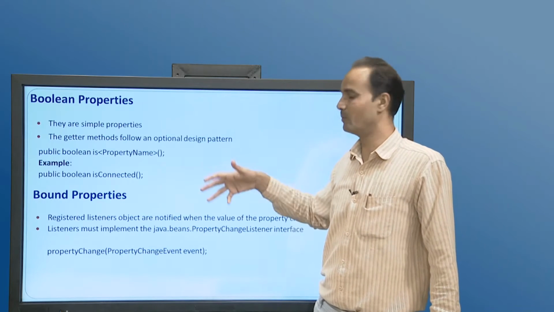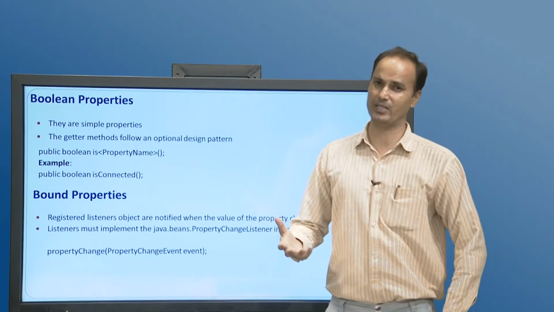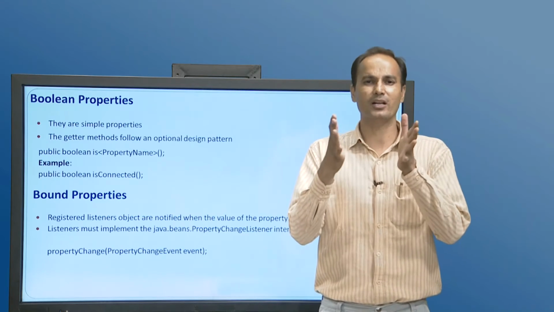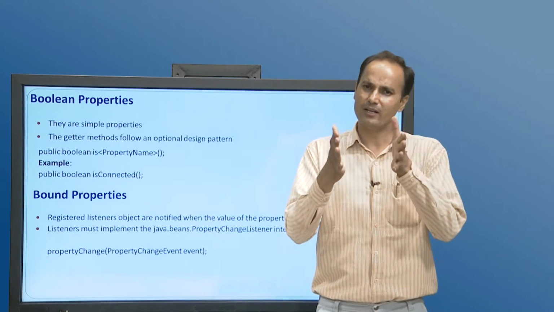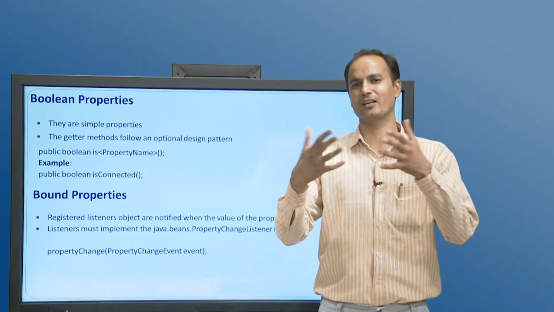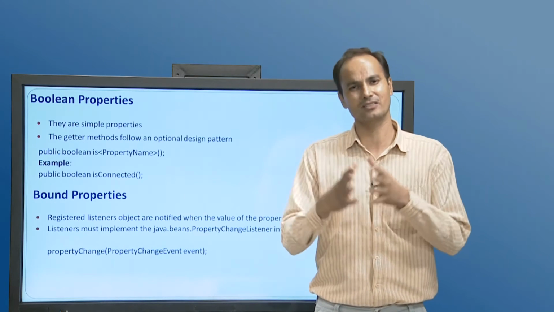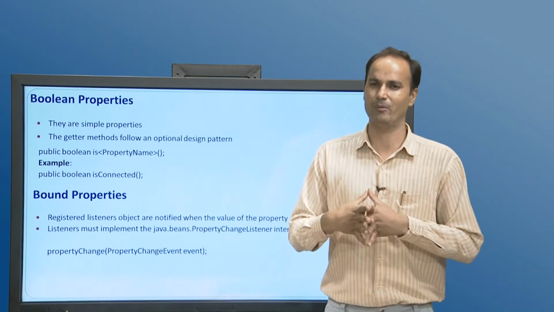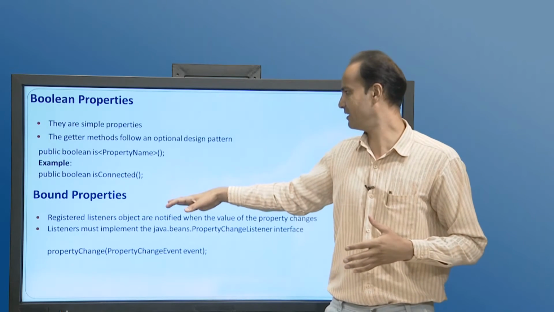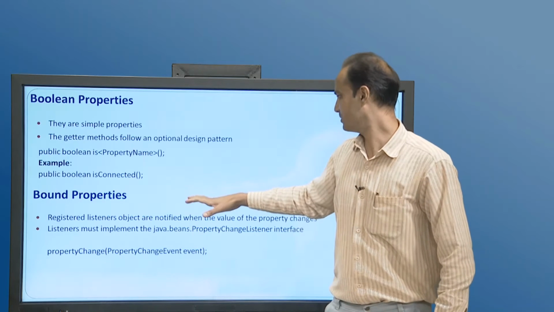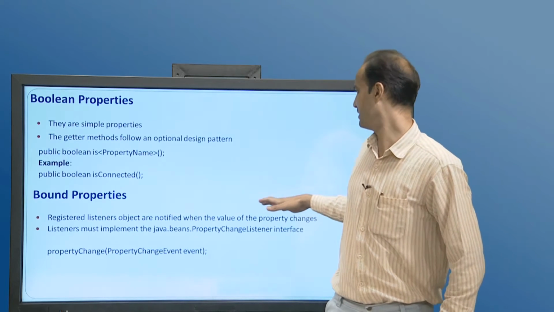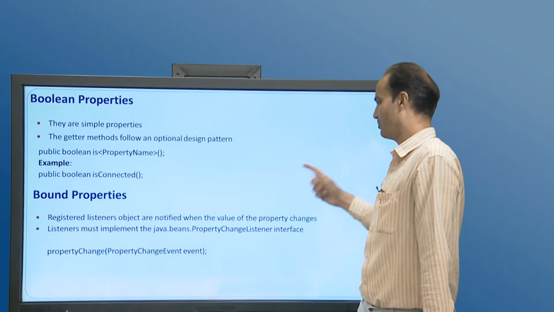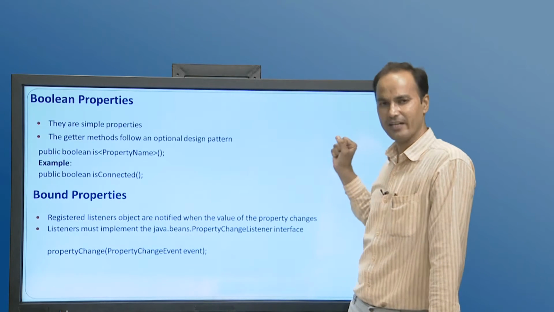The third important property is the bound property. What is a bound property? The name indicates bound. That means it is bound to a particular component or particular listener. When we are talking about event handling, there will be listeners. Listeners are responsible for handling the events in the Java environment. So with bound properties, registered listener objects are notified when the value of a property changes. A listener must implement the java.beans.PropertyChangeListener interface.